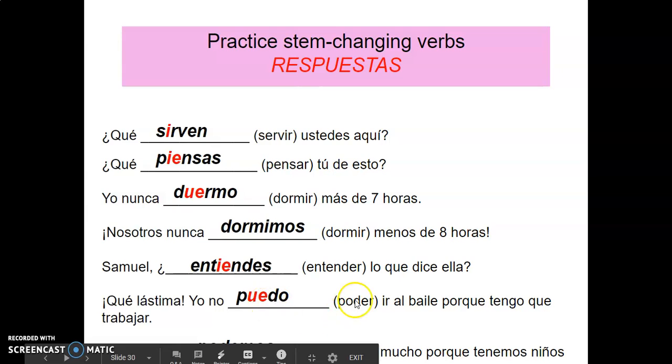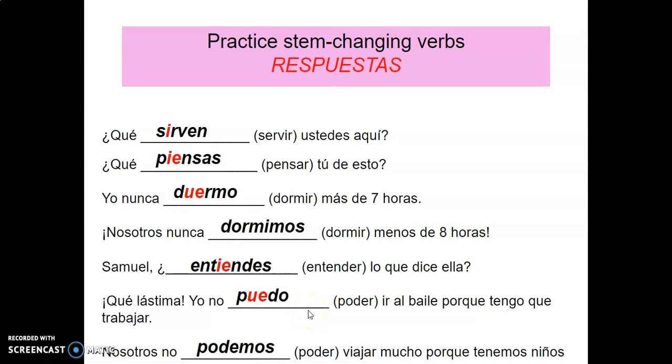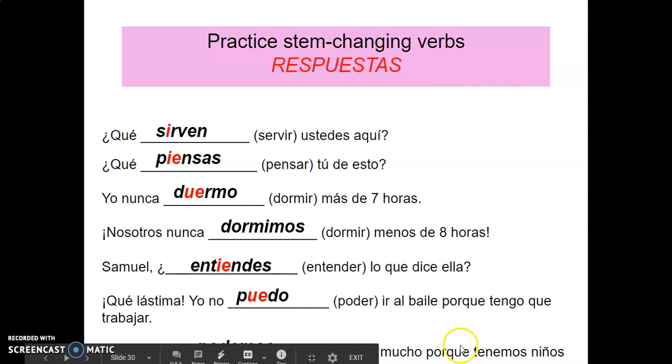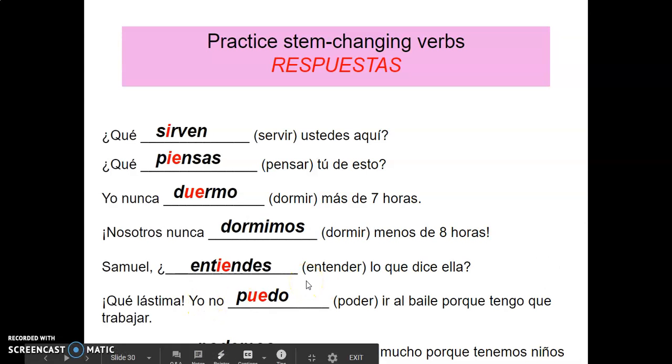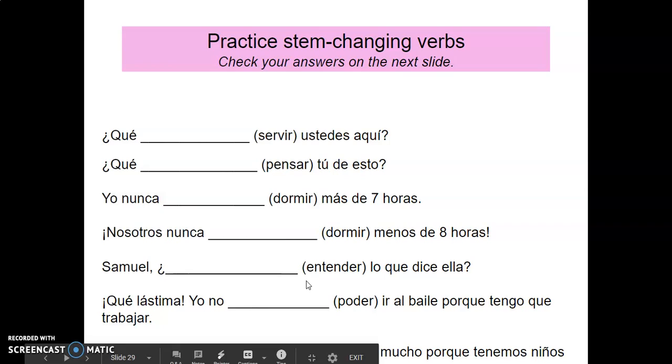So, no puedo. Poder becomes puedo, right? I might ask you, ¿y tú puedes ir al baile? Are you able to go? ¿Tú puedes ir al baile? Okay. So, again, stem changing in all the forms except nosotros. So, nosotros no podemos viajar mucho porque tenemos niños pequeños. Nosotros no podemos. We are not able to travel a lot because we have small children. So, no podemos. Podemos is la forma de nosotros. Okay? All right.